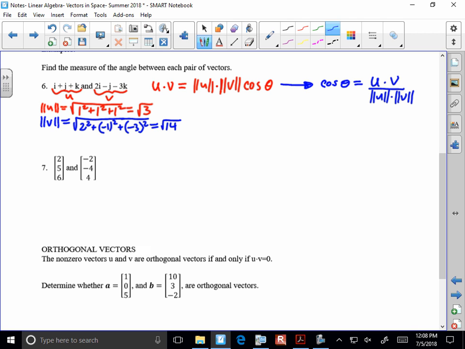We need the dot product of u and v. So 1 times 2 plus 1 times negative 1 plus 1 times negative 3. So 2 minus 1 minus 3. So negative 2. 2 minus 1 is 1, minus 3 is negative 2.